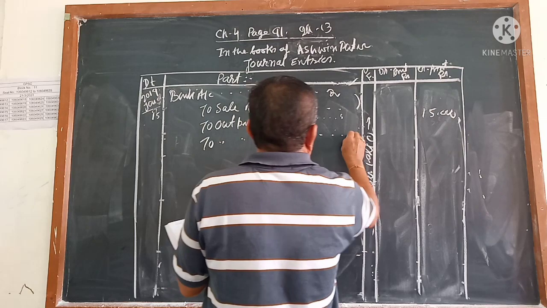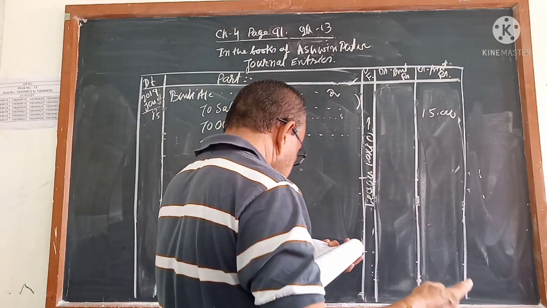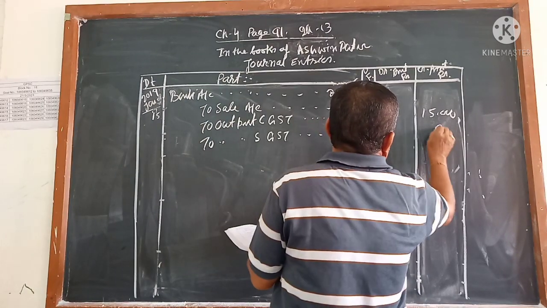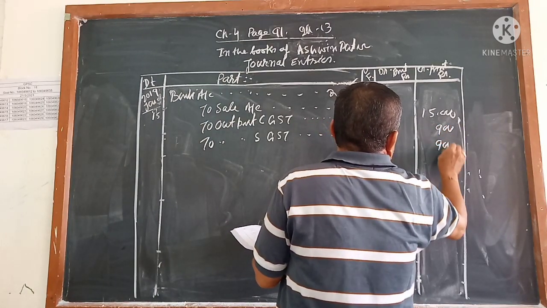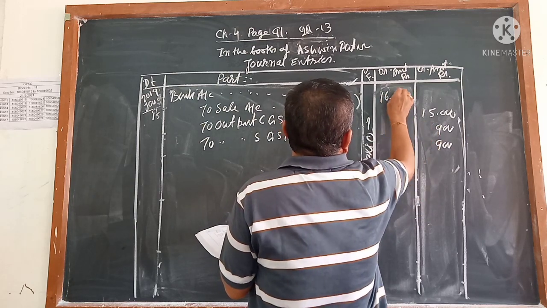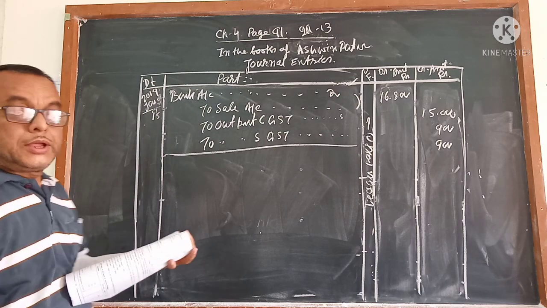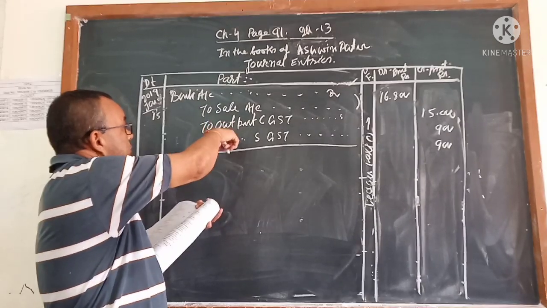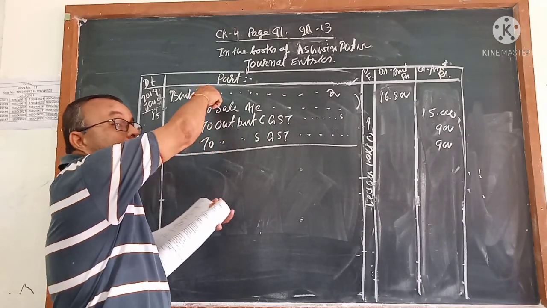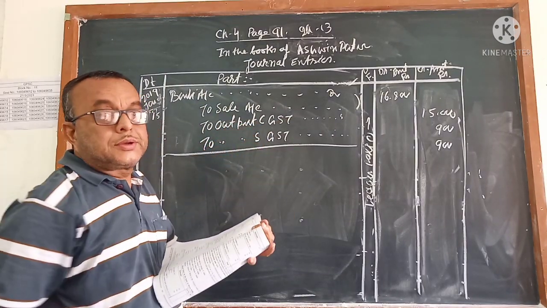Account, this is also account. Now 12,000 at how much percentage? 6%. It comes to 900, 900, meaning 1,800, so 13,800 will come here. See, in case of a purchase, this GST is input GST debit. In case of a sale, it is output GST credit.